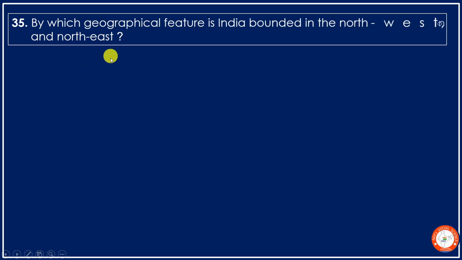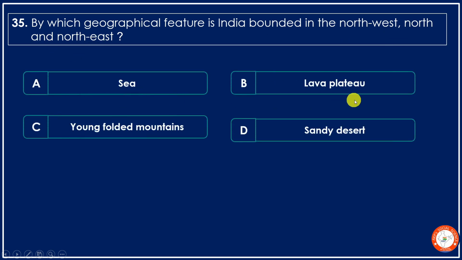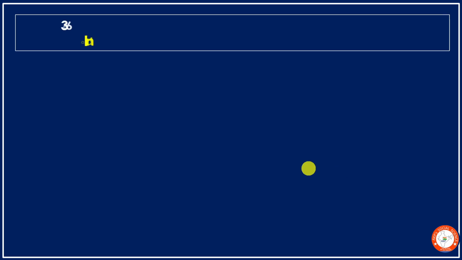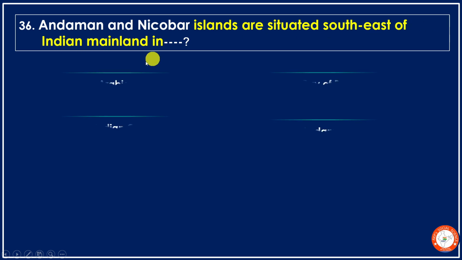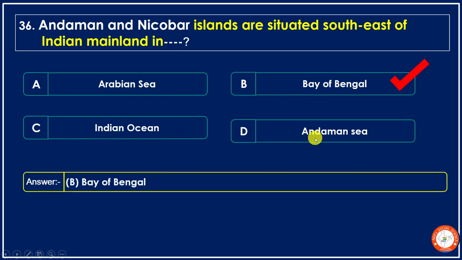By which geographical feature is India bounded in the northwest, north and northeast? Lava Plateau, Young Folded Mountains, Sandy Desert. The correct answer is Young Folded Mountains of Himalayas. Andaman and Nicobar Islands are situated southeast of Indian mainland in Arabian Sea, Bay of Bengal, Indian Ocean, Andaman Sea. The correct answer is Bay of Bengal.